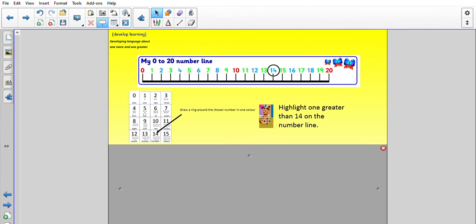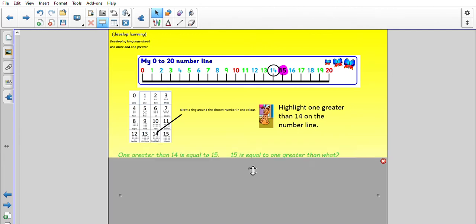I found it. Now look, there's that cheeky doggy. And he always wants one greater, doesn't he? He always wants to add one more. So I'm going to see if I can highlight one greater. So there's 14. Now I'm going to go one greater. And one greater is 15, isn't it? Let's have a look down here.